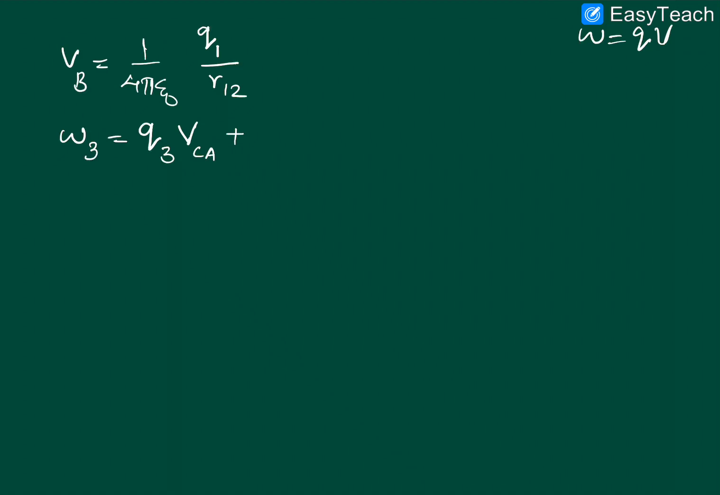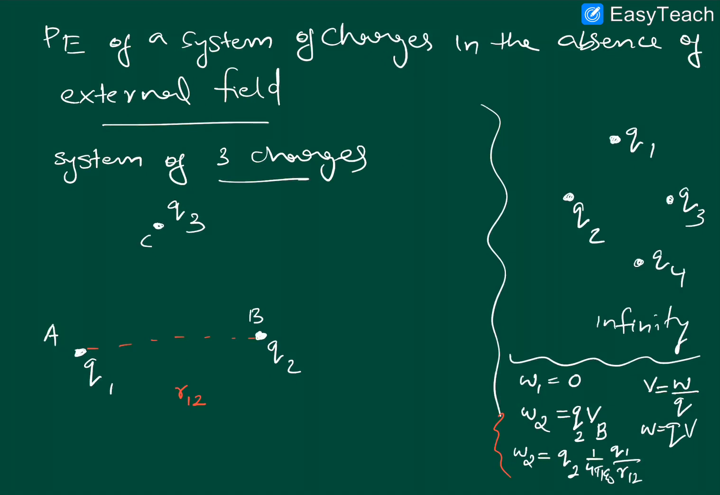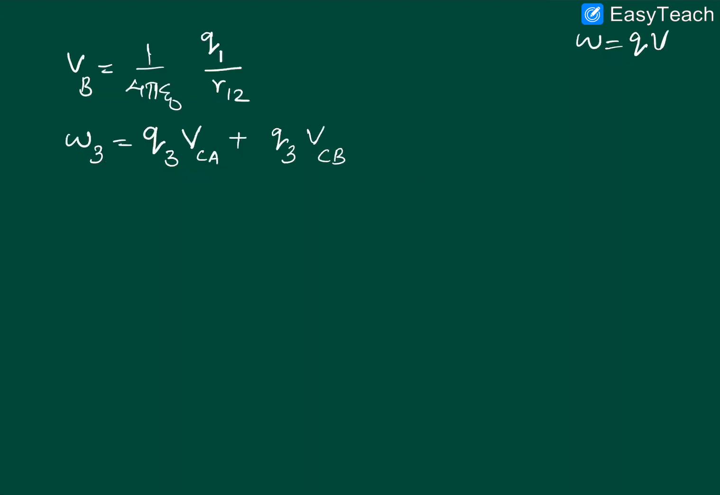Q1 is at A, so I am using CA, plus there will be again Q3 VCB, because you can see this Q2 will also produce a potential at C, and you are moving Q3 to C. So there will be potential due to Q1 as well as due to Q2. Potential due to Q1 is VCA. Potential due to Q2 is VCB. Hence there will be sum of work done, Q3 into VCA plus Q3 into VCB.